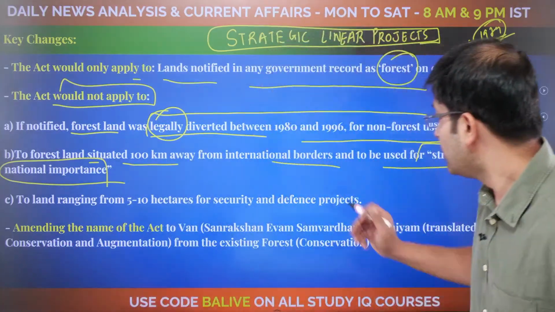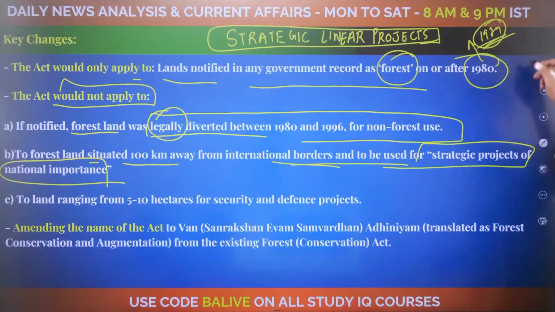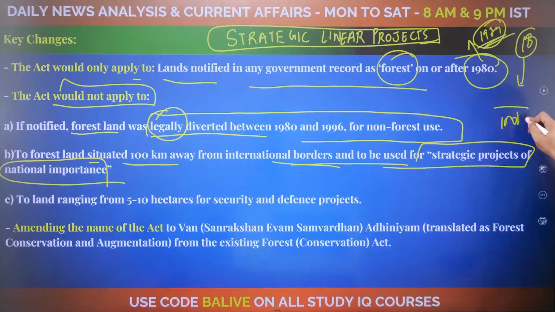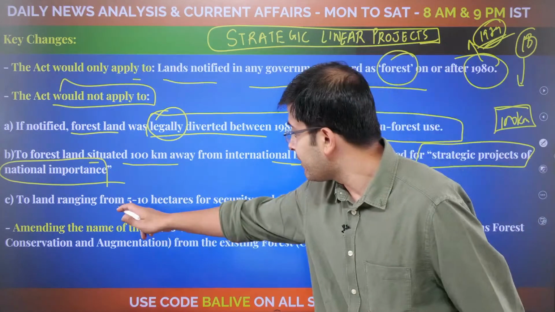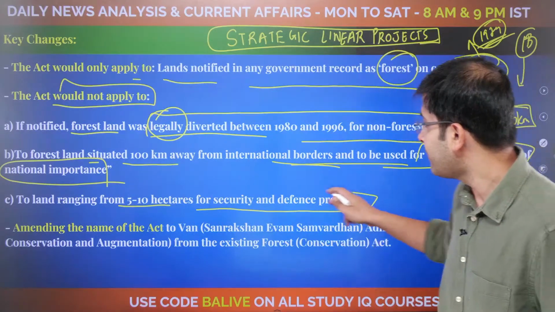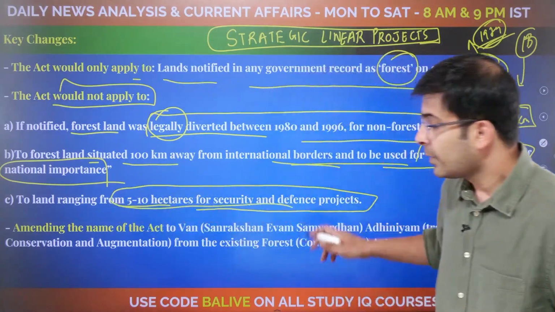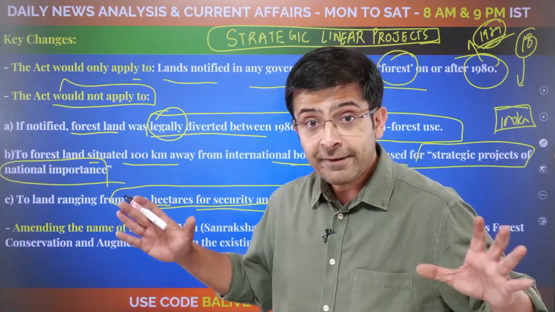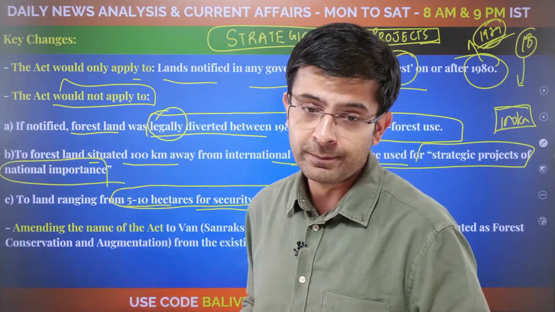Okay. So this is what it's saying, that under the IB, from the international border up until 100 kilometers, for strategic linear projects, you are going to be exempted. And land ranging from 5 to 10 hectares for security and defense projects. Okay, all of that will be cleared. Essentially, infrastructure creation is the focus here.